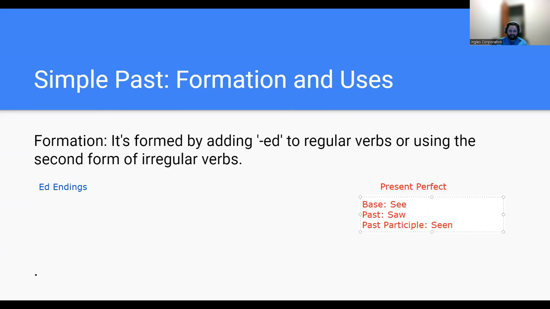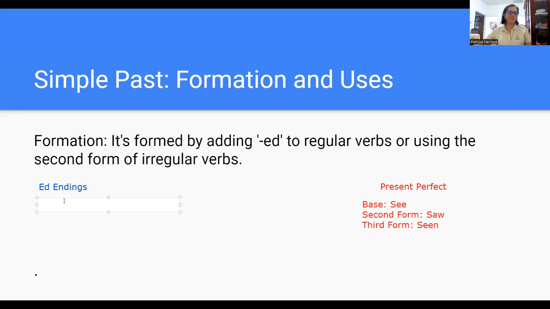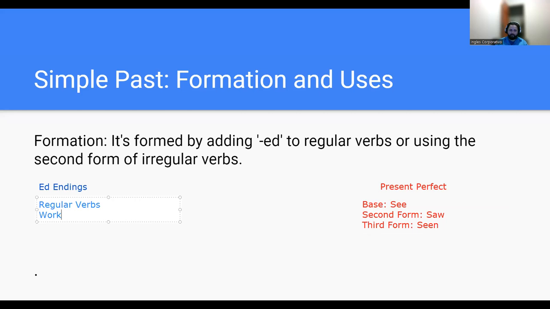So with -ed endings, guys, we're talking about the second form. You can say base form, then second form, and you can call this the third form. So for -ed endings, you have regular verbs and you have irregular verbs. A regular verb would be, for example, work. What would be worked? Yes, the second form would be worked. And the third form? Third form, worked, the same. Very good.